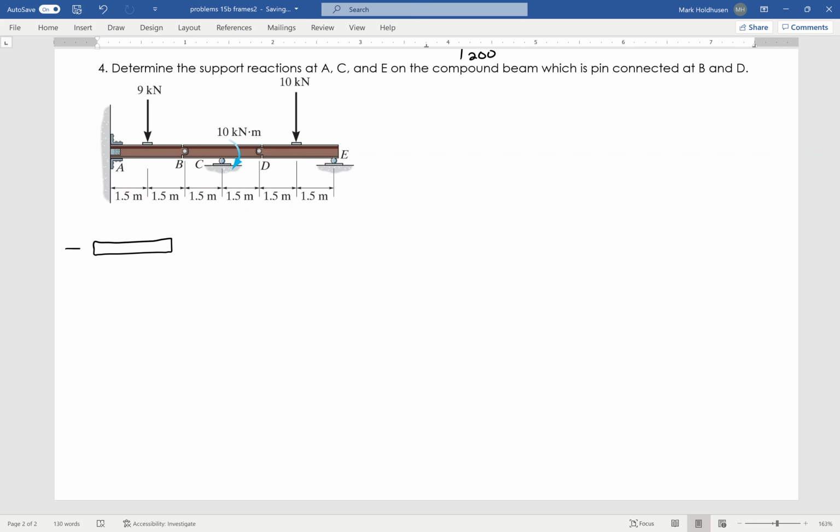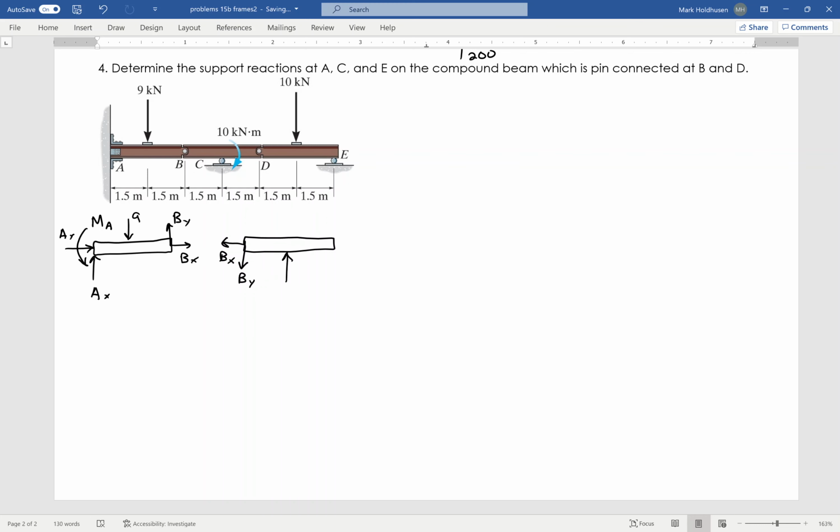So again, at A, I've got a fixed support, so I've got AX, AY, and a moment at A. So there's AX, there's AY, and there's a moment about A. I've got 9 kilonewtons at the center, and then I've got pin joint BX and BY, which I'll just assume is right and to the left, meaning when I look at member CD, I've got to flip those directions. So BX is to the left, BY is down.